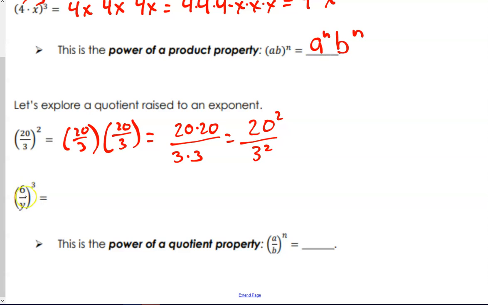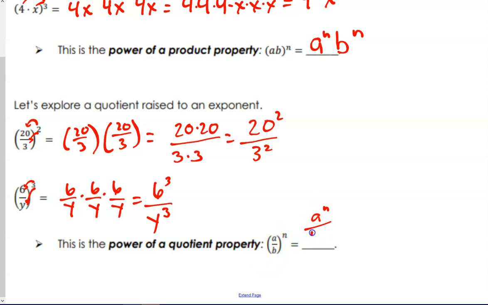Let's do it again. 6 over y cubed. So we're going to have 6 over y 3 times, right? So I have 3 6's and I have 3 y's in the bottom, so I can simplify it to 6 cubed and y cubed. So again, just like the property we just saw, we got to distribute our exponent to both pieces. So if I have a fraction with different bases being raised to a power of n, both pieces are going to get the exponent individually.